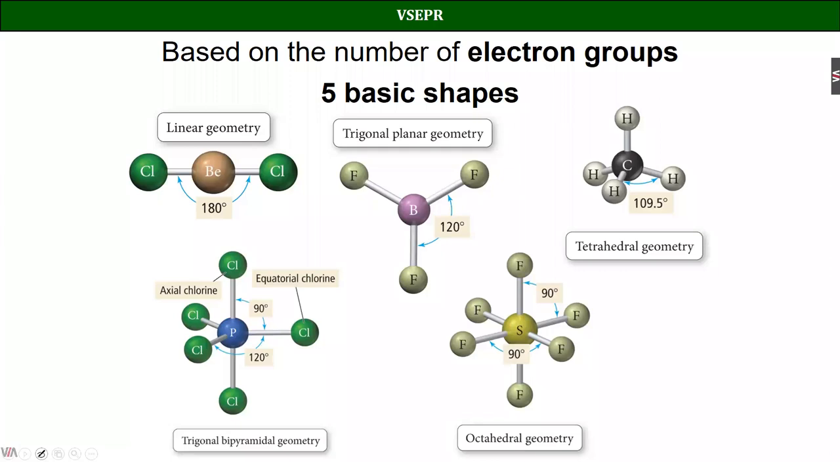To show something going into the board, we do the same thing. You make it get smaller though, and you make it dotted to show that it's behind the board. So those two are just the ways of saying, okay, I don't have a good way of drawing this by hand on a piece of paper, but I want to show that this chlorine is away from us into the board and this chlorine is coming out towards us.